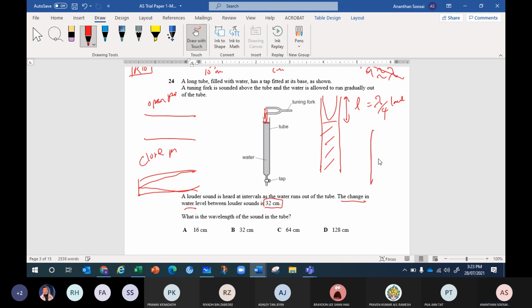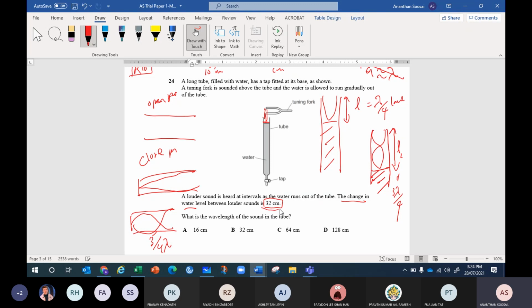Then, when the water level goes further down, the following pattern will happen. You get a loud sound again, when it's able to form another half wavelength. If you still remember, go and check the notes. The following pattern is like this, right? How many wavelengths is this? This is half, this is quarter, so 3/4 wavelength. So the new length, L2, which is also not given to us, should be 3/4 wavelength, and will give you a loud sound again.